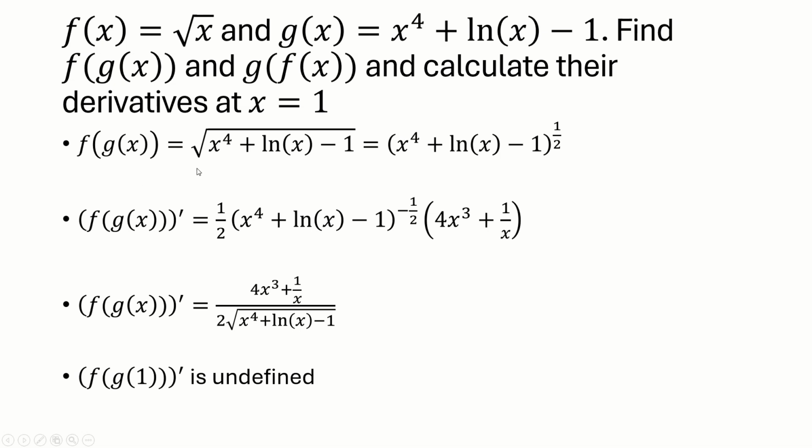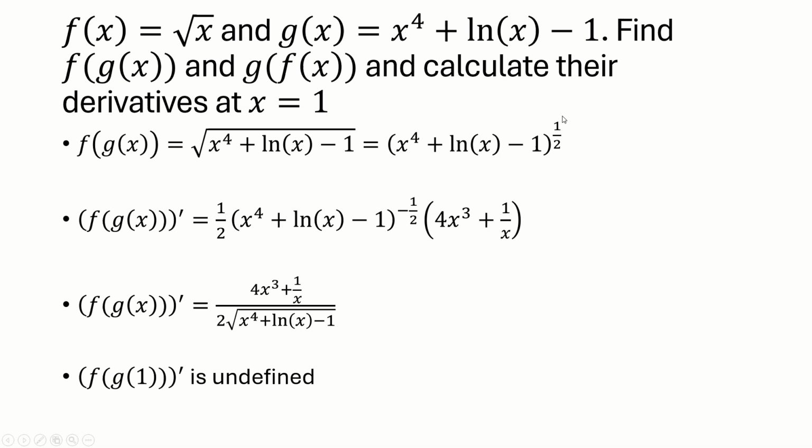So f of g of x is just putting g of x inside f of x. So that's going to be the square root of x to the fourth plus natural log x minus 1. And I could just rewrite this as x to the fourth plus natural log x minus 1, all raised to the 1/2 power.